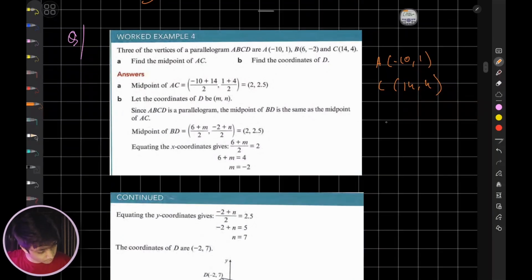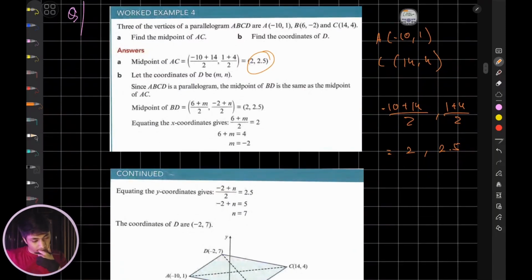Let's find out the midpoint. Minus 10 plus 14 divided by 2, and again 1 plus 4 divided by 2. It is going to be 2 and 5 divided by 2, which is 2.5. So 2 and 2.5 is going to be your midpoint of AC.